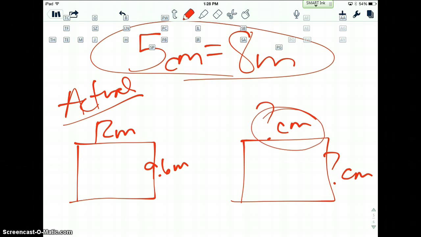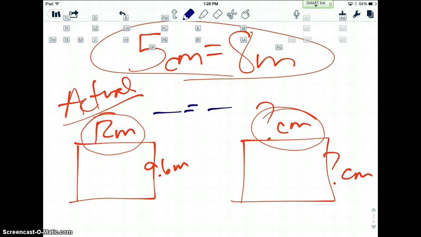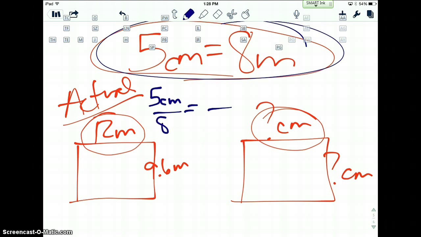So to figure out this amount here, and to correspond it with 12, guess what? I'm going to set up a proportion. And one side of the proportion is going to be my scale. Every 5 centimeters is 8 meters. And then I'm going to put this 12 in there. That's 12 meters, so that's going to go on the bottom because it corresponds with the 8 meters. And I'm going to figure out what that dimension will be.